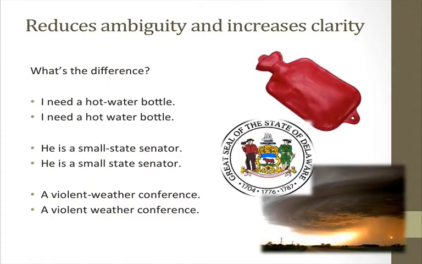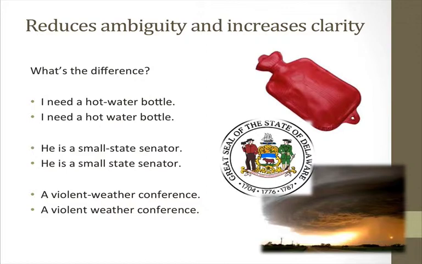Additionally, this is another important use the hyphen has. It helps reduce ambiguity, which is just confusion, and it helps increase clarity. So for example, what is the difference between these two sets of sentences? I need a hot-water bottle, or I need a hot water bottle. The noun is bottle, so something that contains water. Now the first one, a hot-water bottle, means that it is a bottle that holds only hot water. So like that little red rubber thing up in the upper right. You can put steaming hot water in there, and that is the bottle that will contain hot water.